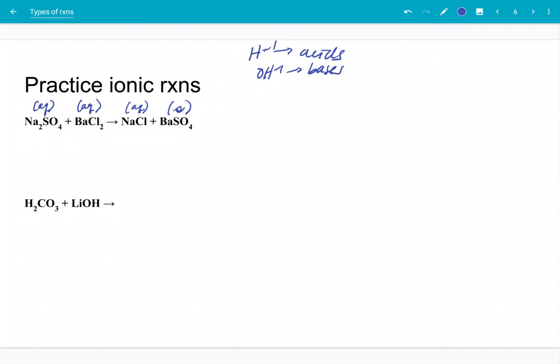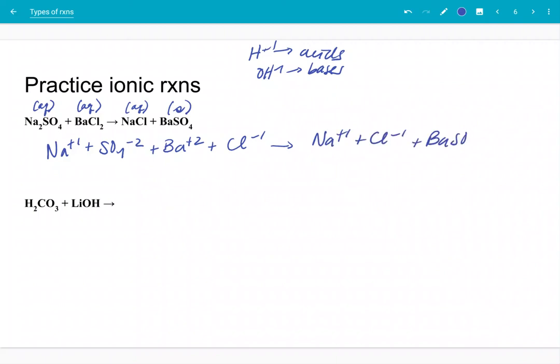Okay, so I'm going to split up the formulas into the ions. These are the ions that were used to write the formula. So I have sodium ion plus a sulfate ion, barium ion, chlorine ion, sodium ion, chlorine ion, and my solid barium sulfate. So I only split up my aqueous compounds and make sure that I write my ions correctly. Basically I went backwards from these formulas. So that 2 came from the sulfate, 1 came from the sodium. If you don't write it as an ion, it's not going to be an ionic reaction.